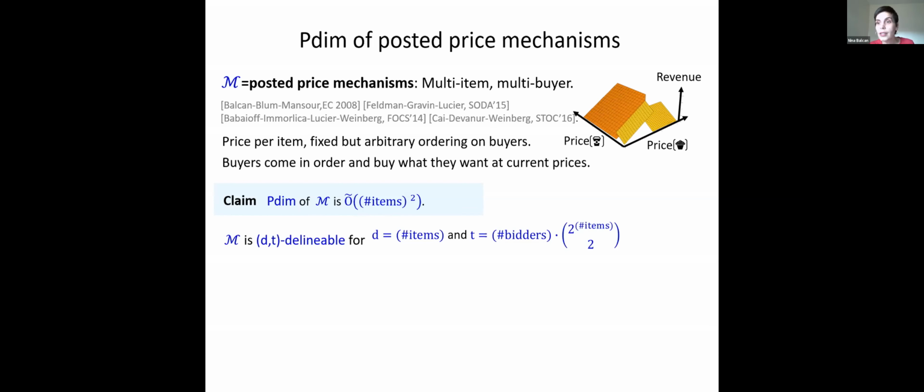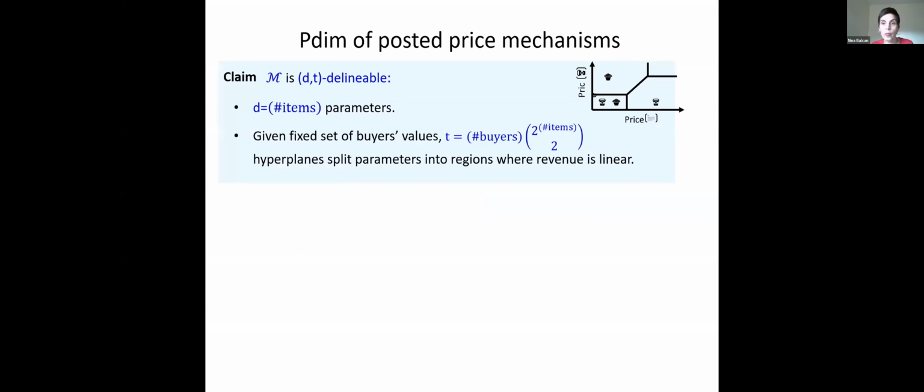Okay, and how do we show that? What we have to argue is that it's (d,t)-delineable, where d is the number of parameters, which is the number of items, and we have to compute what t is. In this case, it will be the number of bidders times 2 to the number of items choose 2.